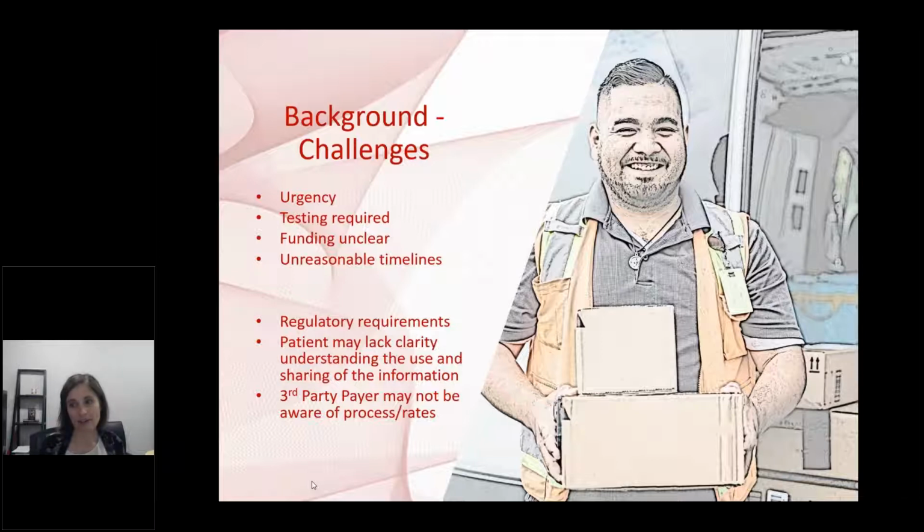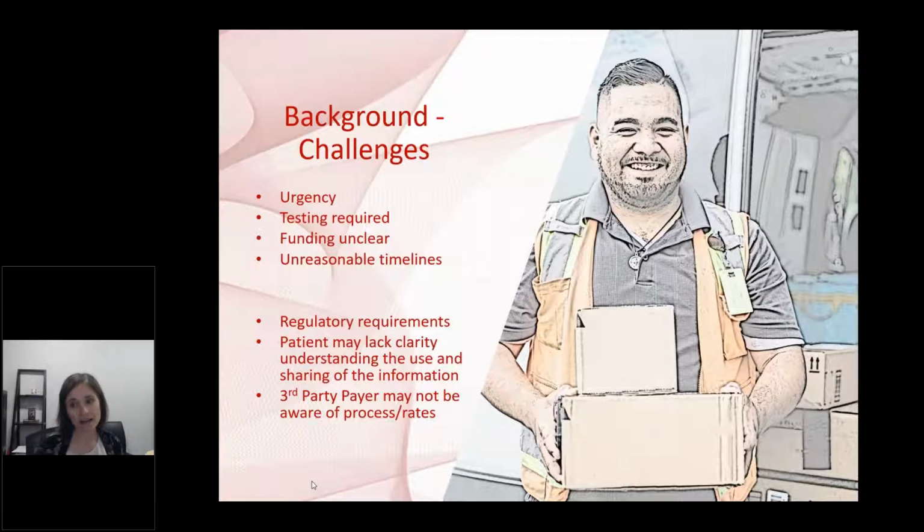The other issue was looking at the patient's considerations when there's been a third-party request for information. Patients may lack clarity and understanding of how the information is going to be used or shared, which can create a negative experience for the patient, but could even put the physical therapist at risk for complaints and challenges with respect to that.